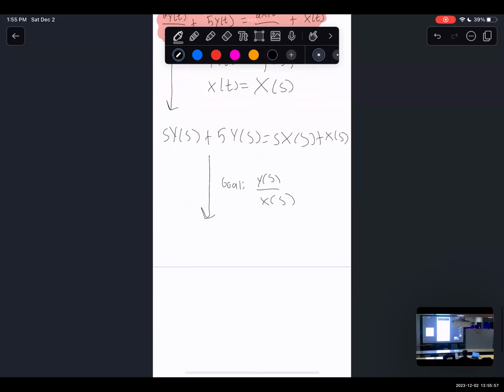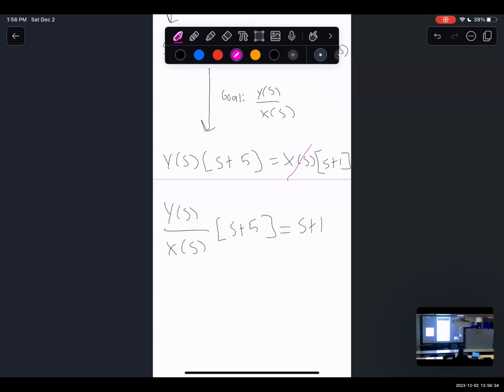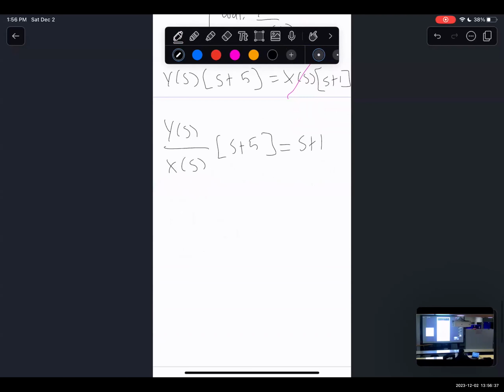So to do that, let's factor everything. We're going to have Y of s on the outside times s plus 5 is equal to X of s times s plus 1. All I did here, guys, was factor out these Y of s's, and I factored out the X of s here. So now we can divide each side by X of s. Now let's divide both sides by s plus 5. So Y of s over X of s equals s plus 1 over s plus 5. Okay, great. So here's our H of s.